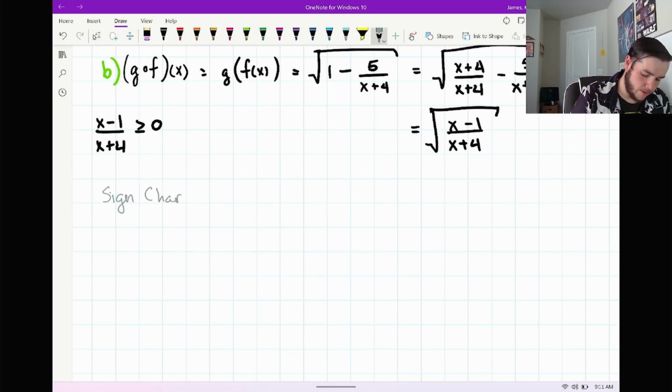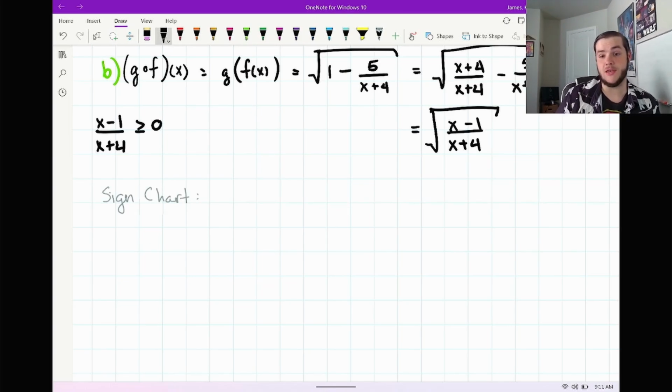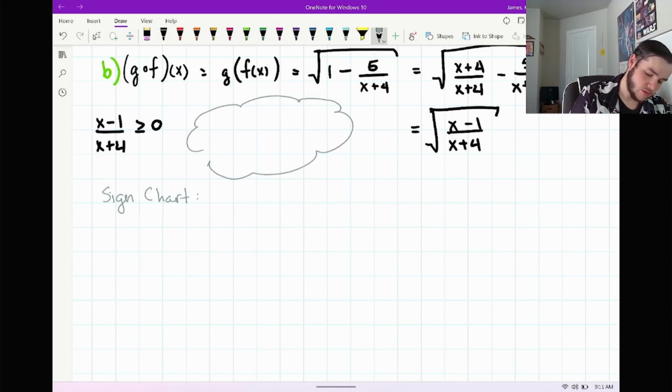Well, first, I need to find the zeros of the numerator and denominator. Here, in a little thought bubble, the numerator, x minus 1, is going to be 0 if x is 1. And the denominator, x plus 4, is going to be 0 when x is negative 4.